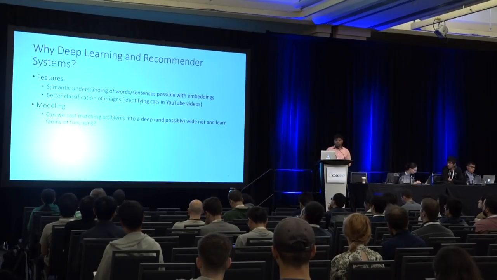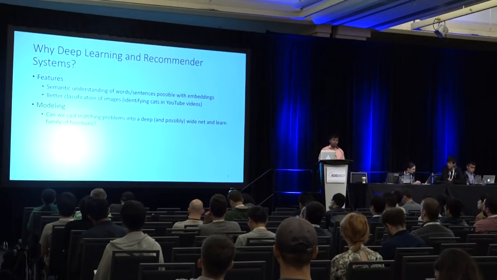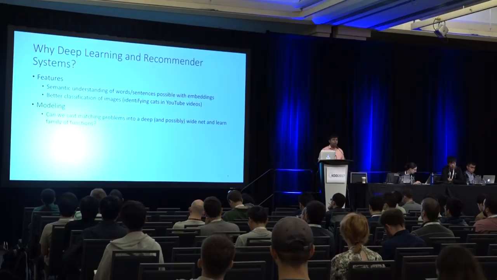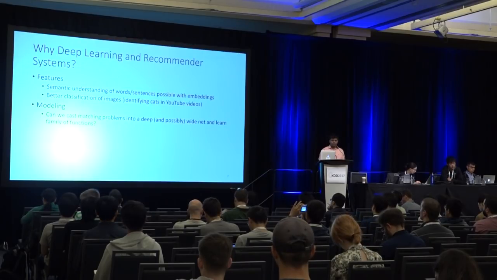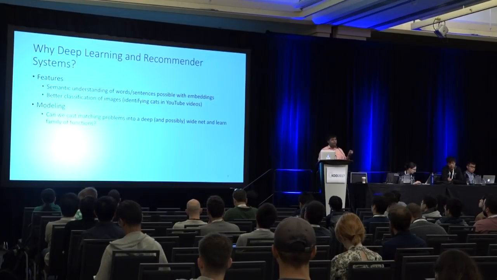So why deep learning and recommender systems specifically? This is not a very scientific classification, just the top two items, but in general, when you talk about deep learning, you have impact in terms of features, and you have impact in terms of more complicated models. In terms of features, we have better semantic understanding of words. We'll talk about some of them later. And better classification of images. So when you have a recommendation system based on images, we don't need the images to be explicitly tagged. These images can be classified automatically.